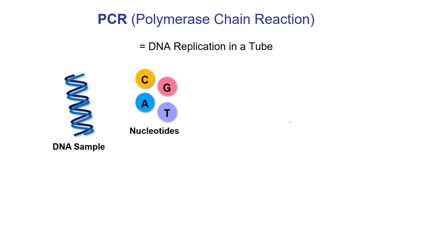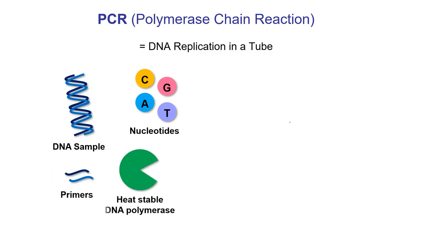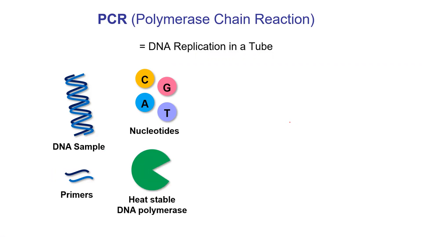You're going to need some nucleotides to make new DNA. We're going to need some primers. And we're going to need a DNA polymerase. So this is where the P for polymerase of PCR comes from. And chain reaction means you do something again and again and again, and then you get DNA in the end, basically.